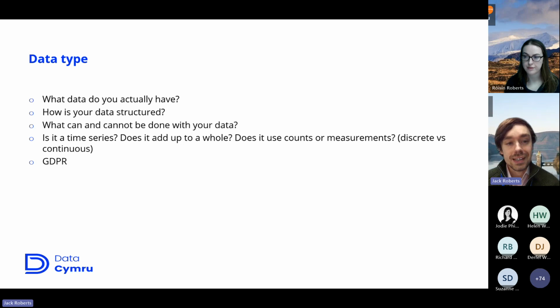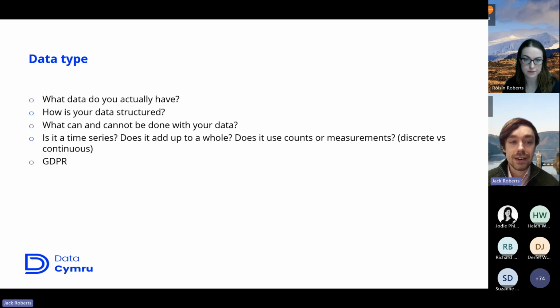So then the last thing we want to consider is data type. So what data is it you actually have? And this is really important to think about because you may be asked to present information that you don't have. You would need to maybe do additional sourcing or collections in order to actually provide the information you're being asked for. And you wouldn't want to try and present something that you don't have the data to back up.